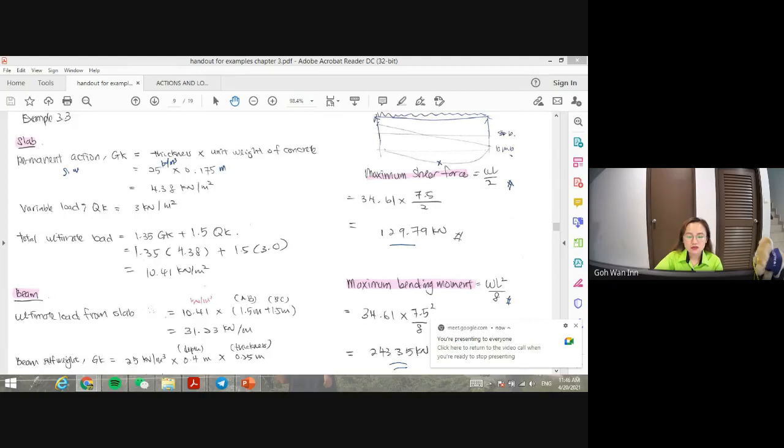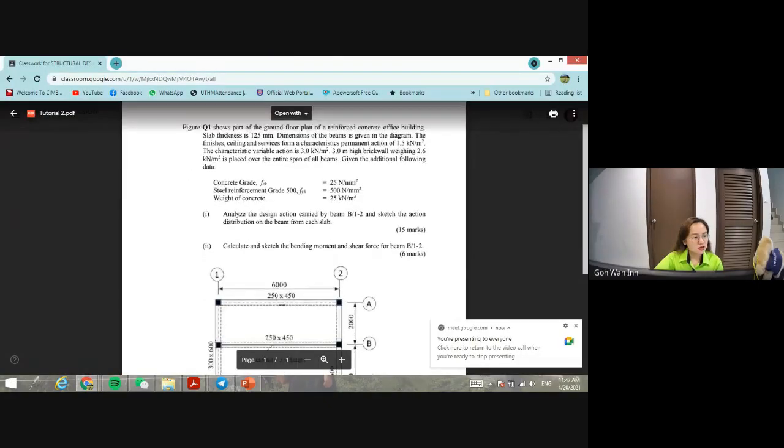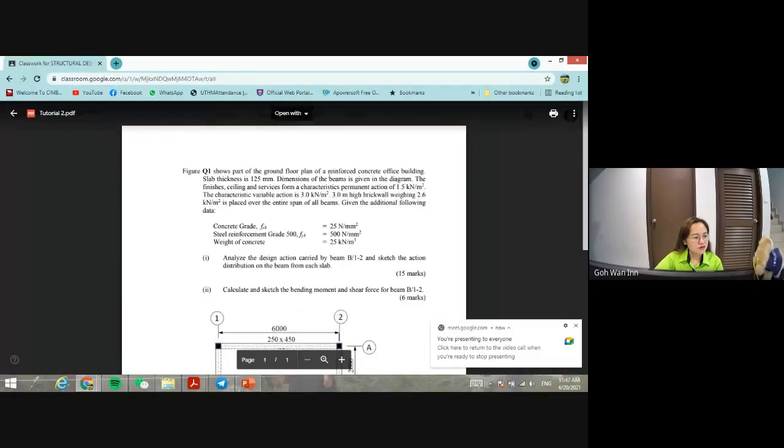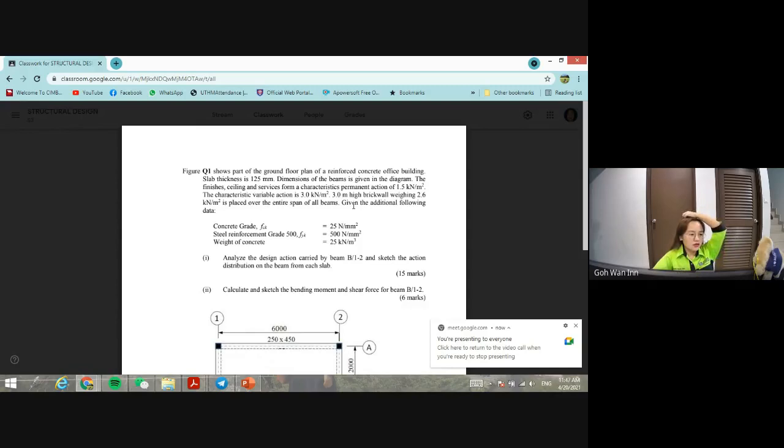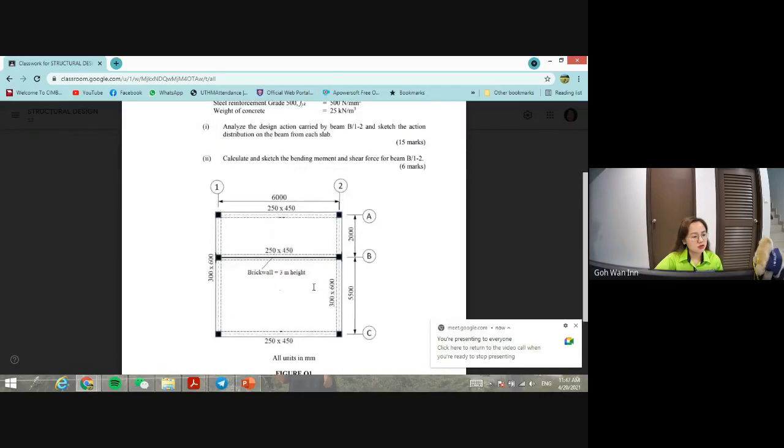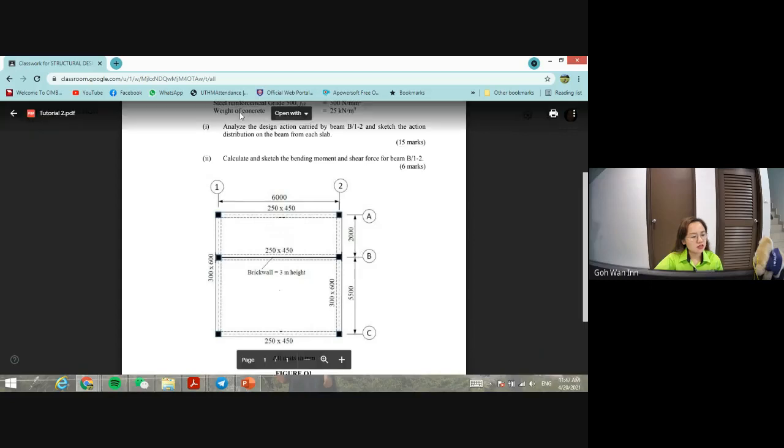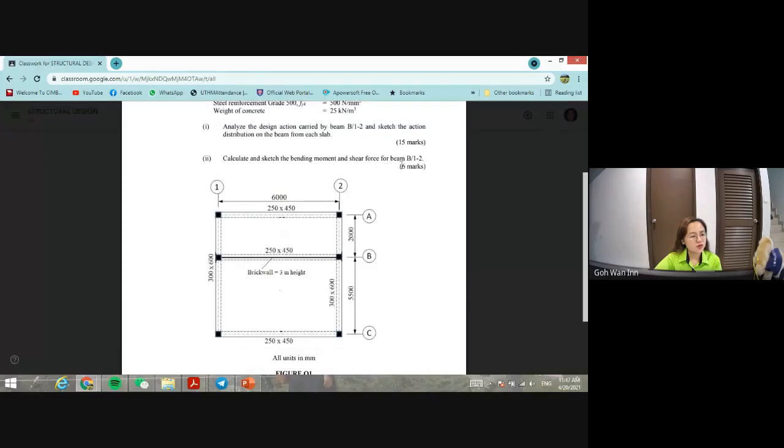For the tutorial of today, open this. So you need the Q1, provided the ground floor plan of a reinforced concrete office building, slab thickness, dimension of the beams given. Okay, and then they give you all the data. You need to analyze the beam, the design action carried by the beam B1, 2, and sketch the action distribution for each slab. Calculate and sketch the bending moment and shear force diagram for B1, 2.